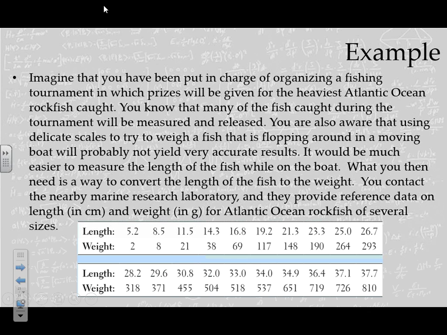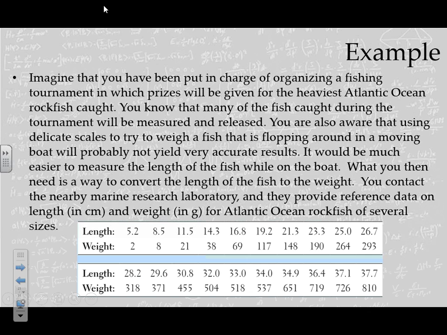So instead of trying to get it still on a scale and trying to measure it in that manner, you could measure the length fairly easily and fairly accurately. And then if you had a relationship between length and weight, you'd be able to determine the weight based off of that. So you contact the nearby marine research laboratory. They provide reference data on length in centimeters versus weight in grams for Atlantic Ocean rockfish of several sizes. So they've given you the information you need.